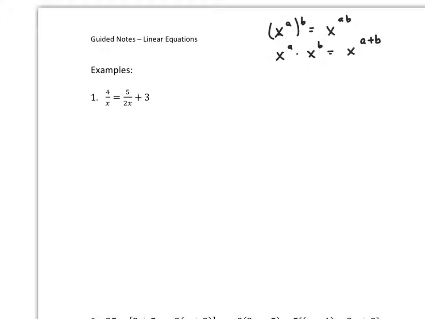The first thing to do is clear the fractions. Your denominators are x and 2x. Your LCD would be, for both of them, a 2 and an x. So multiply every term on both sides by 2x.